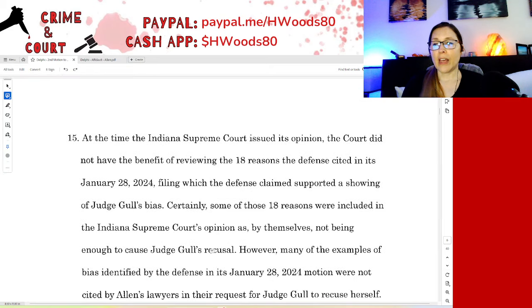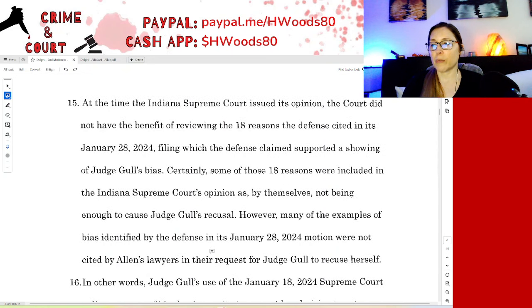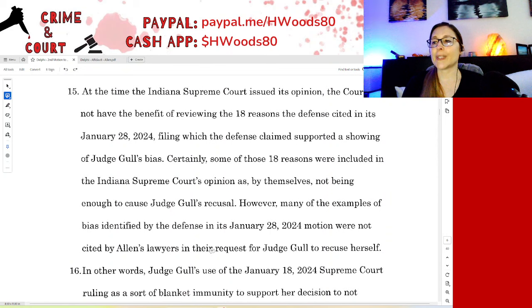Number 15. At the time the Indiana Supreme Court issued its opinion, the court did not have the benefit of reviewing the 18 reasons the defense cited in its January 28th, 2024 filing, which the defense claimed supported a showing of Judge Gull's bias. So the Supreme Court did not have the first filing to disqualify Judge Gull. That was not something that they based their decision on.